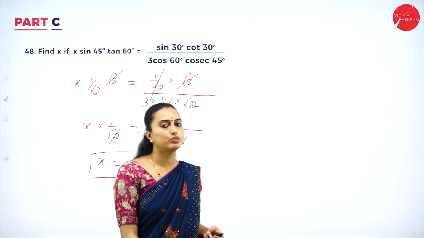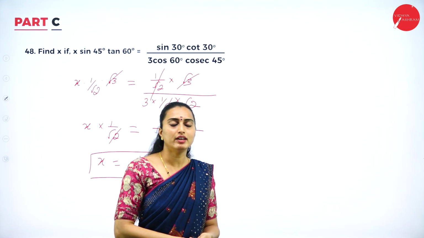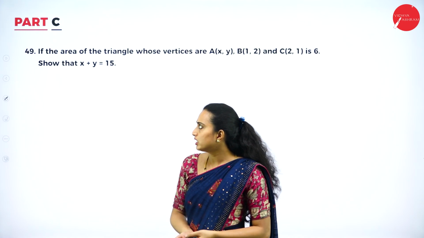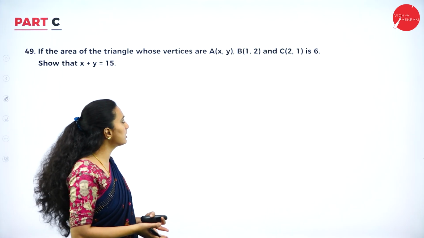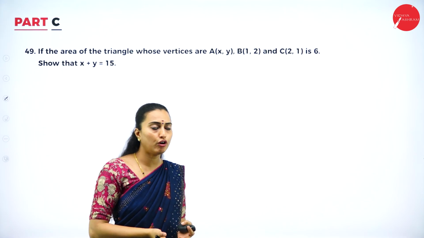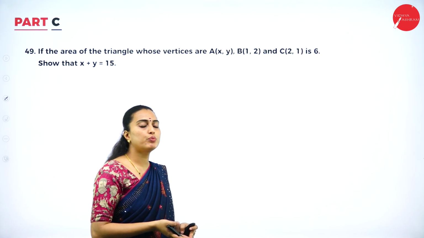I hope you understood the steps. Got? Now we'll be moving on to the next question, dears. What they've asked, question 49: if the area of the triangle whose vertices are A of x comma y, B of 1 comma 2 and C of 2 comma 1 is 6, show that x plus y equal to 15.